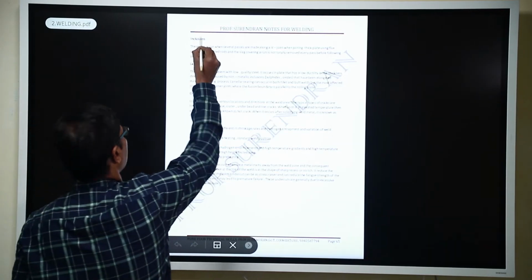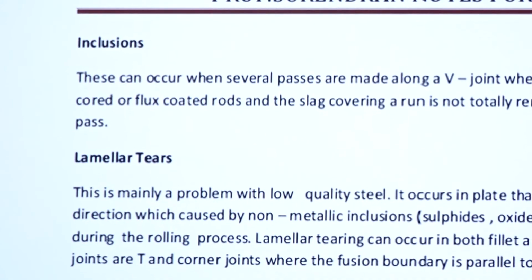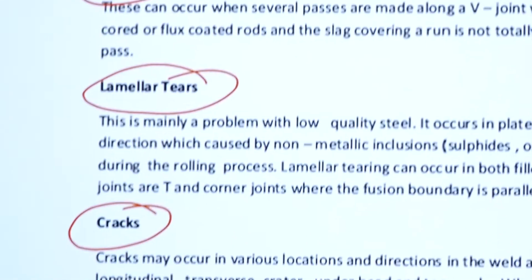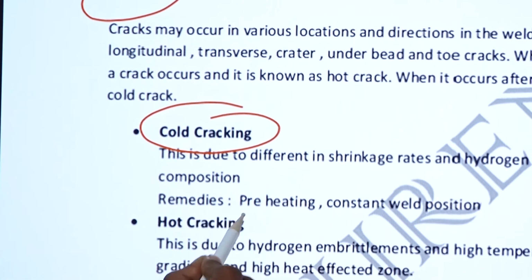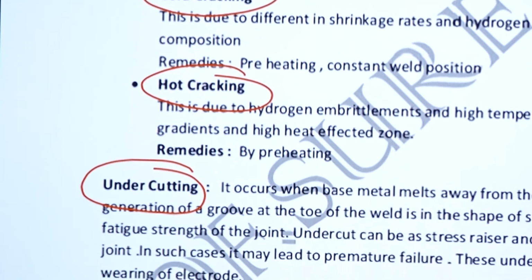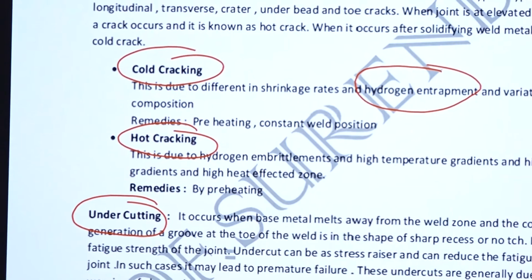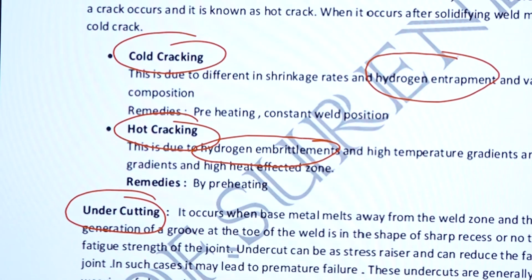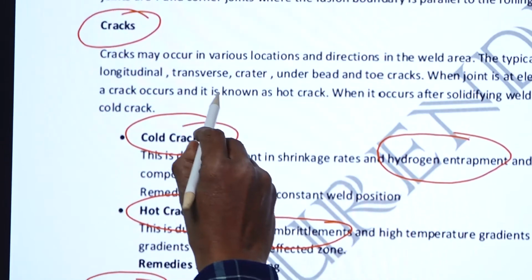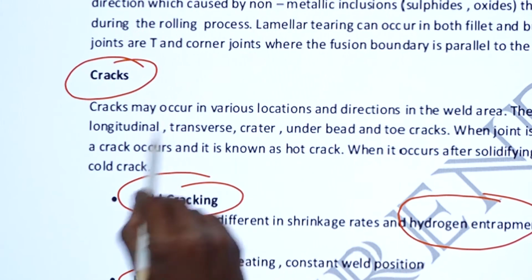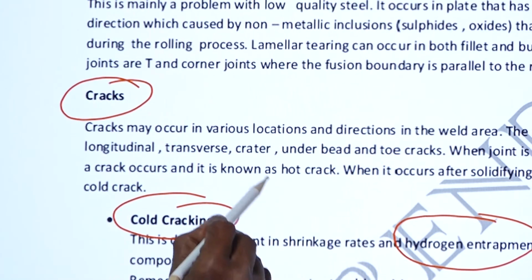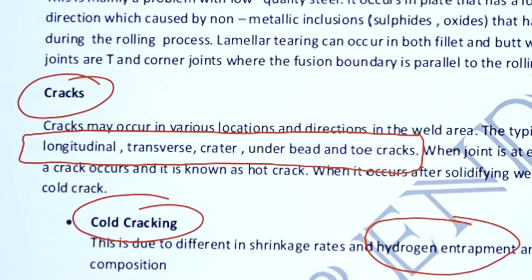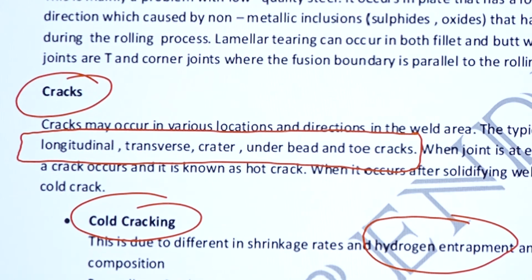Cracks, inclusion and some other defects are also there. We are having inclusion, lamellar tears, cracks and undercutting. In cracks, there are cold crack and hot crack. Because of hydrogen entrapment, cold crack forms. Because of hydrogen embrittlement, hot crack is formed. Cracks may be longitudinal, transverse, crater, underbead and toe cracks. So cracks are 5 types.